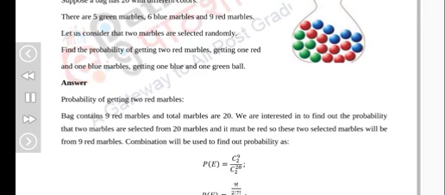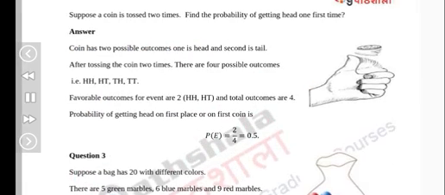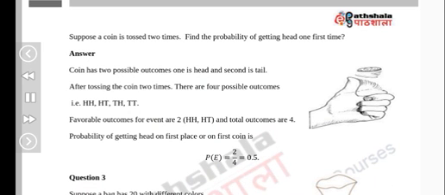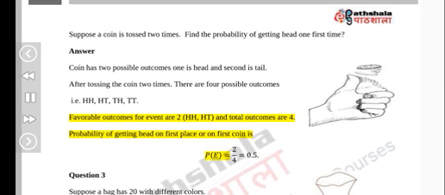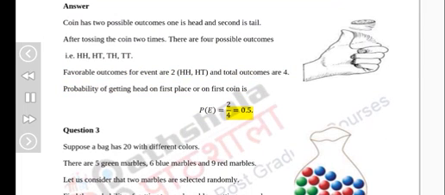Question 2. Suppose a coin is tossed 2 times. Find the probability of getting head on the first toss. Answer: a coin has 2 possible outcomes, one is head and second is tail. After tossing the coin 2 times, there are 4 possible outcomes, i.e. HH, HT, TH, TT. Favorable outcomes for the event are 2, HH and HT, and total outcomes are 4. Probability of getting head on the first coin is P(E) equals 2 over 4, equals 0.5.